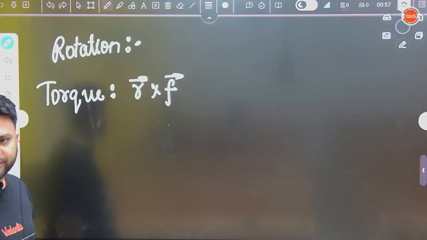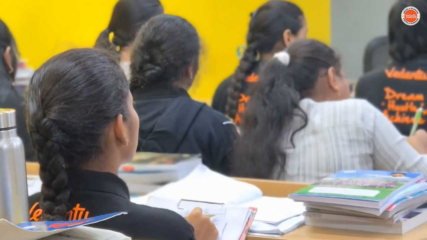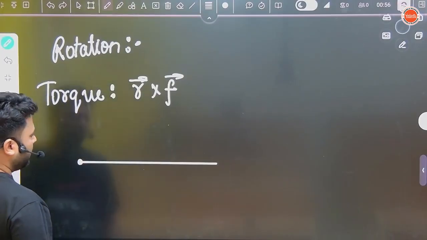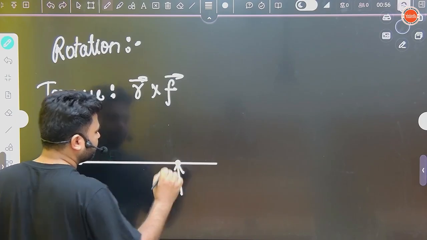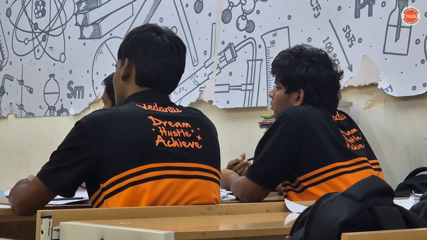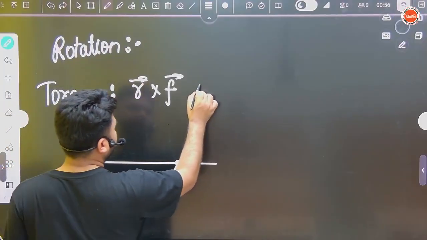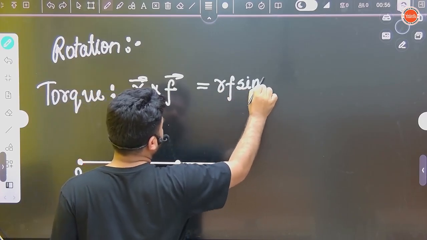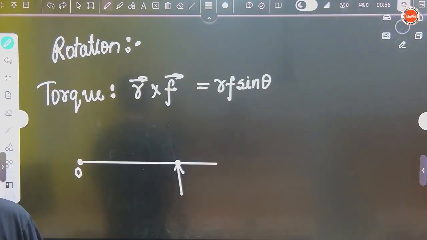I will tell you what are these things. Like suppose this is the rod. This is the center of rotation. You are applying force here at this point, like this. So they will say what is the torque. So this is the center of rotation. So torque formula is R cross F or RF. A cross B is what? AB sin theta. So R cross F is RF sin theta. Now what is R? What is F? What is sin theta? That you need to understand.